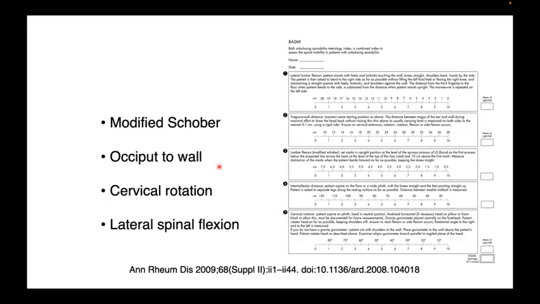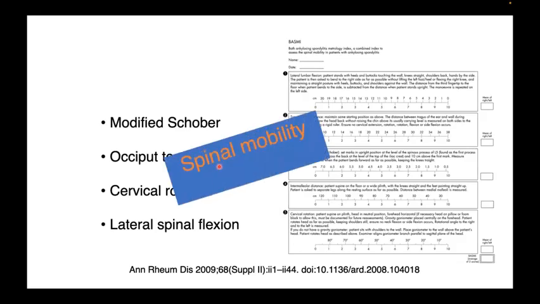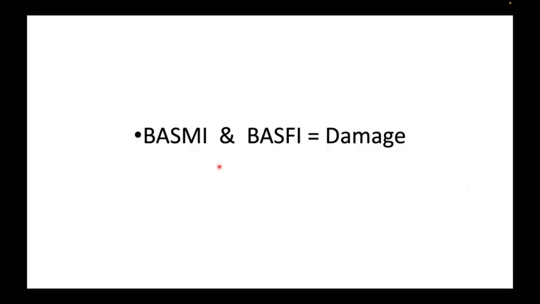BASFI assesses the function. BASMI assesses the spinal mobility. But remember, the BASMI includes all the measurements that I mentioned except the chest expansion. So this is spinal mobility. But these two tools only assess the damage. That means, of course, you need to see how the disease is affecting your patient.